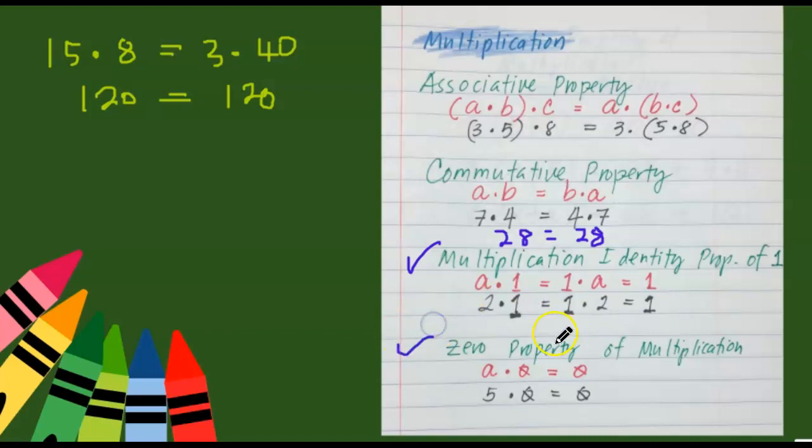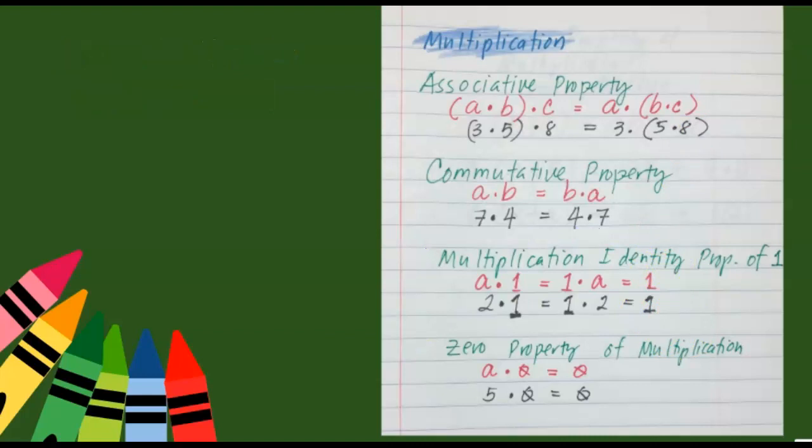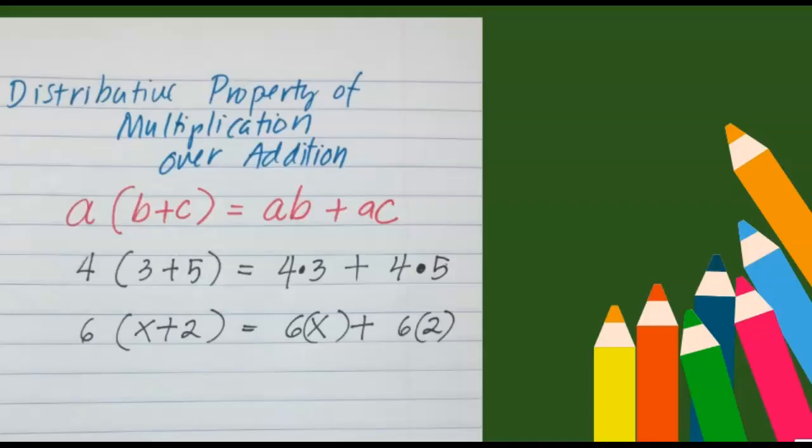The next one is the zero property of multiplication. Any number you multiply by 0 is 0. It doesn't really matter what the number will be. Okay? So those two are self-explanatory. Just a little bit of a refresher of the lesson you guys learned years ago.